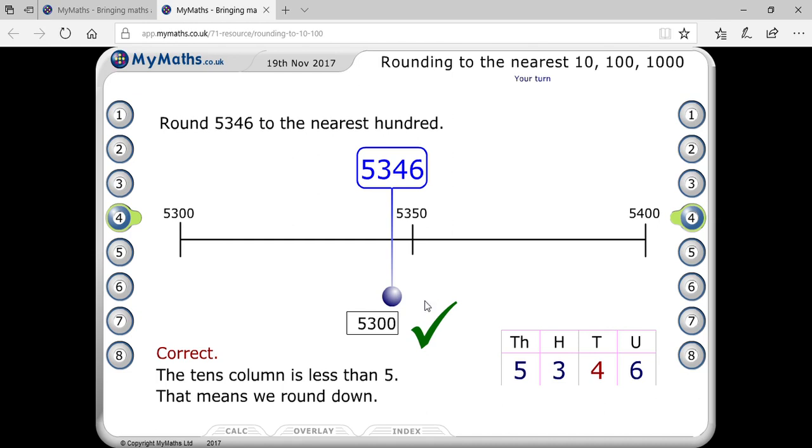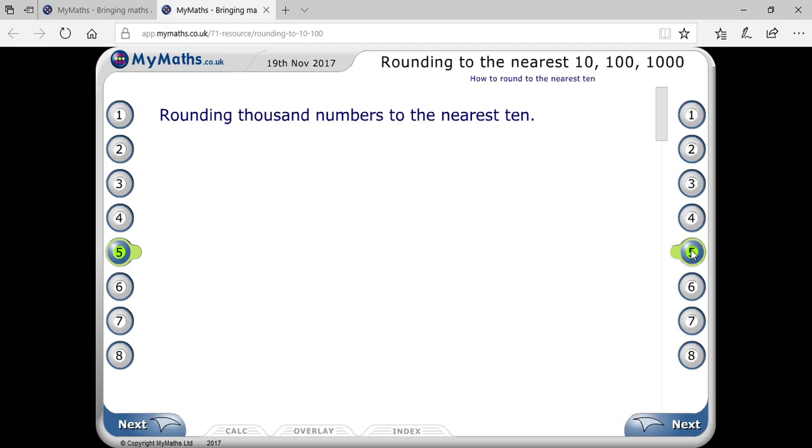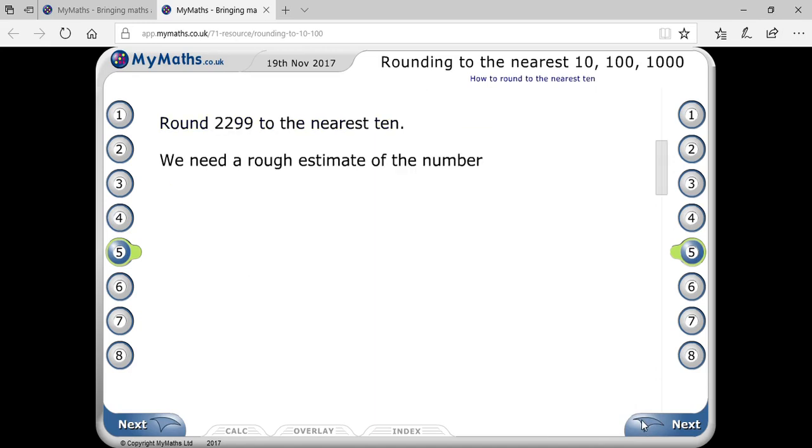Let's do the next question. Do you understand this, Vita? Yes. Next, they are saying round to the nearest 10. Round to the nearest 10 means we have to see the unit place number. Just see the unit place number.